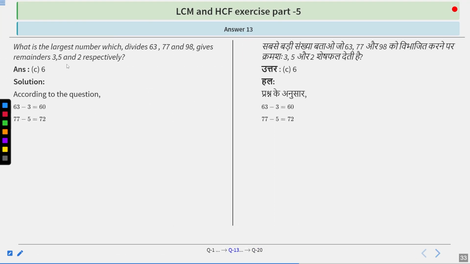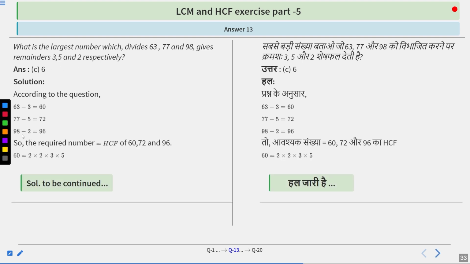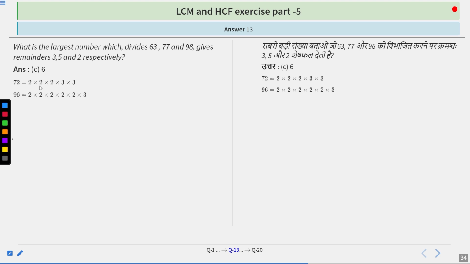So according to the question, the remainders were 3, 5, and 2. That means if we subtract 3 from 63, 5 from 77, and 2 from 98, then the numbers which we get are completely divisible. So the required number is the HCF of 60, 72, and 96. Now, the factors of 60 can be 2 into 2 into 3 into 5. Factors of 72 can be 2 into 2 into 2 into 3 into 3. And the prime factors of 96 can be 2 into 2 into 2 into 2 into 2 into 3.